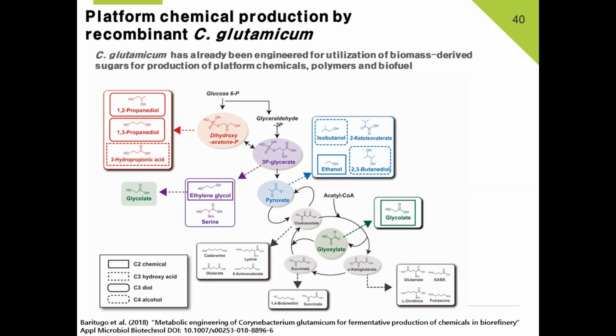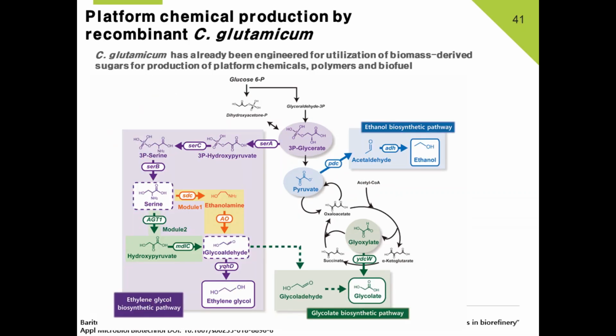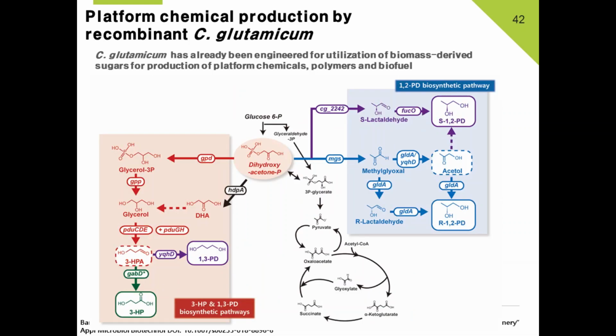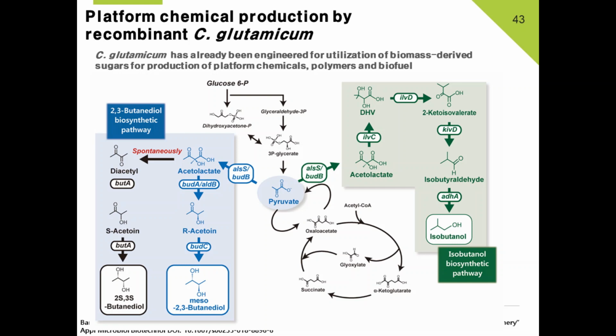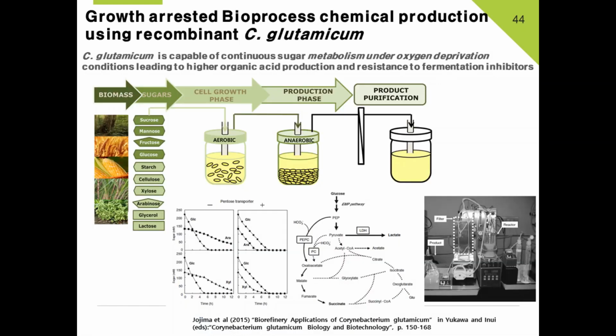Now, the enzymes here are mainly overexpressed or heterologous expression. It's the same with 2,3-butanediol production and isobutanol production. It's mainly heterologous expression or overexpression of genes. Now, these 2,3-butanediol and isobutanol are mainly from the main intermediate from glucose utilization in the strain, which is pyruvate.